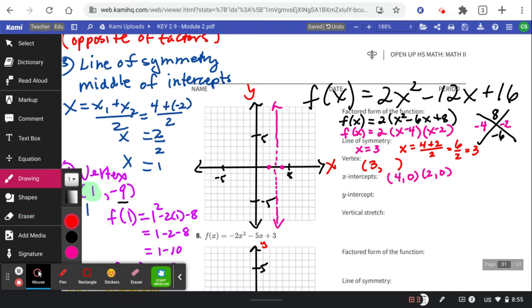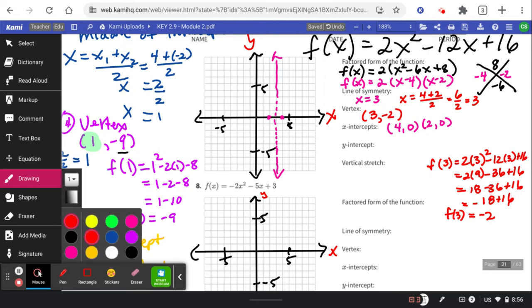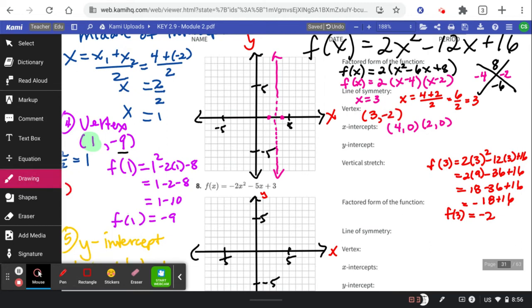Up top, we say f(3) equals 2 times 3 squared minus 12 times 3 plus 16. 18 minus 36 plus 16. That's negative 18 plus 16. That's negative 2. So when I plug in a 3, I get an output of negative 2. Let's go put that dot on the graph. Right 3, down 2. There's my vertex.